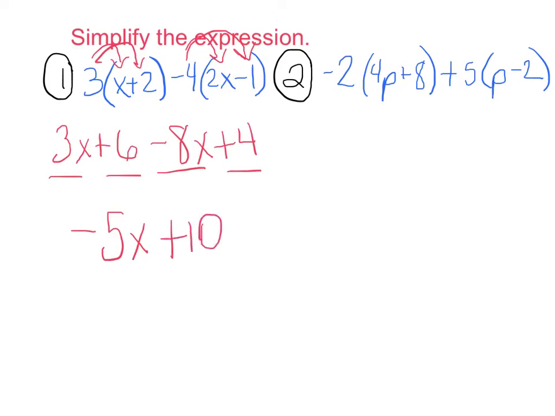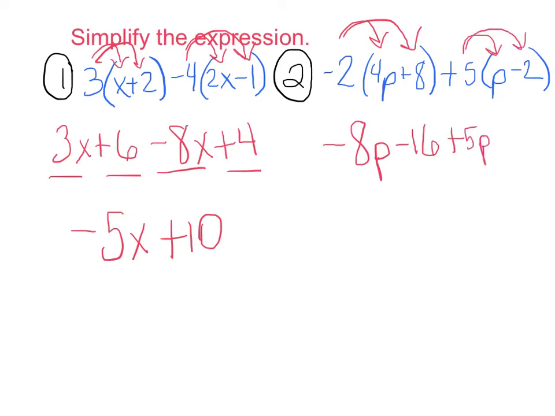So just make sure you look at the sign in front of the number so you know whether it's positive or negative. And then number 2, negative 2 times 4p is negative 8p. Negative 2 times 8 is negative 16. And then you distribute the 5, so 5 times p is positive 5p. And 5 times negative 2 is negative 10.